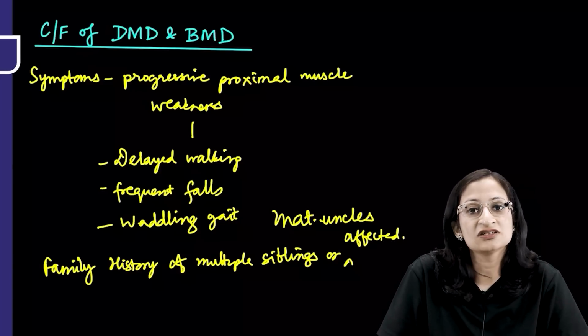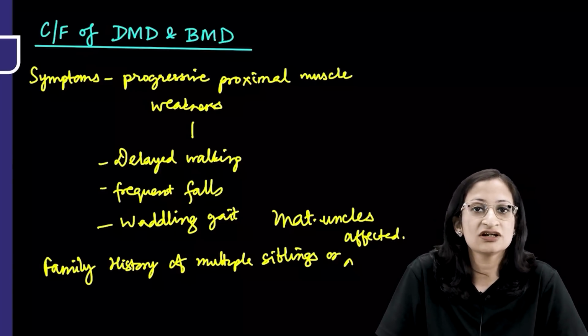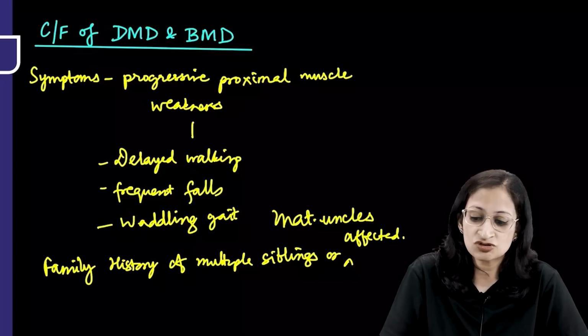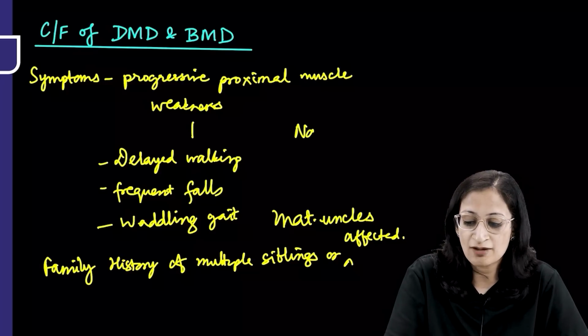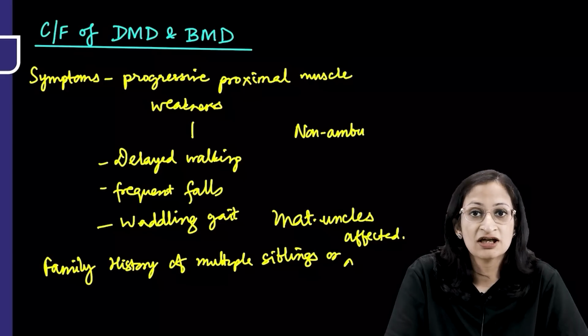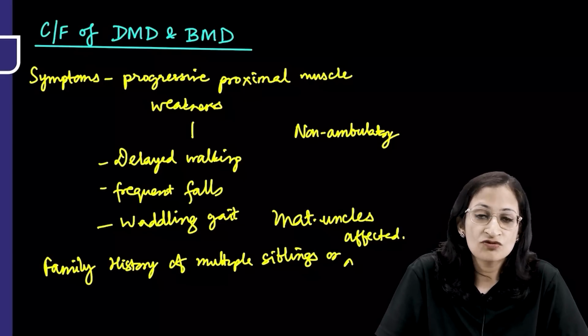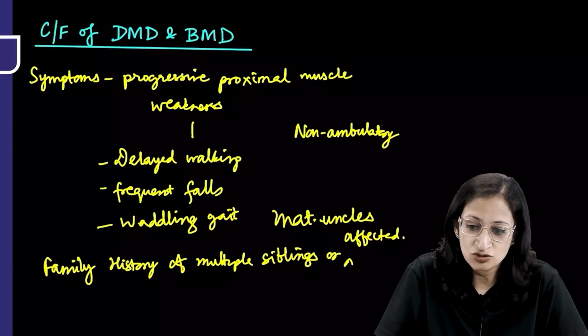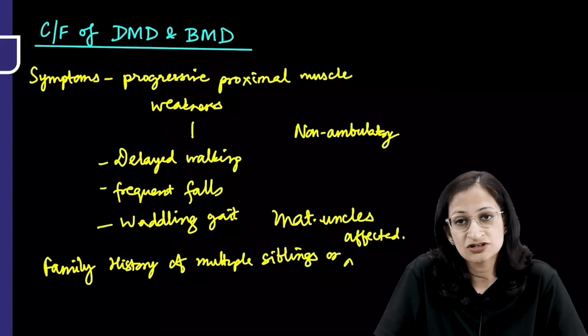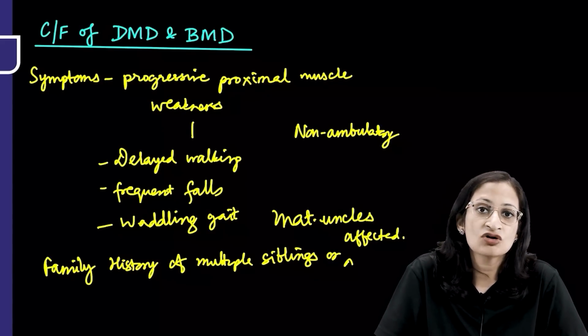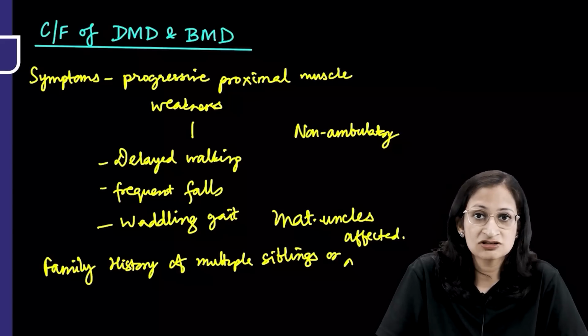So these are typically the symptoms which are there, and sometimes they develop contractures. Slowly they are going to become non-ambulatory and wheelchair bound. And once they become non-ambulatory, then they have many more features like respiratory compromise, bulbar dysfunction can happen, and a lot of cardiac issues can come up and so on.